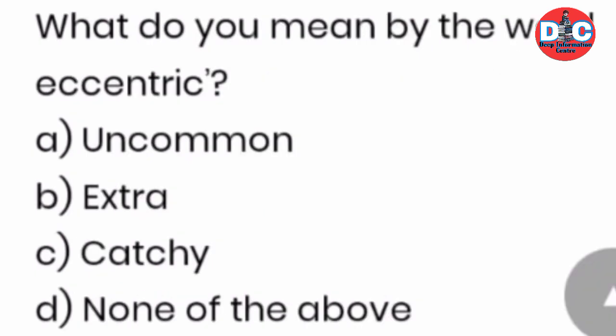What do you mean by the word eccentric? A option uncommon, B option extra, C option catchy, D option none of the above. The right answer is A option uncommon. The word eccentric means uncommon.